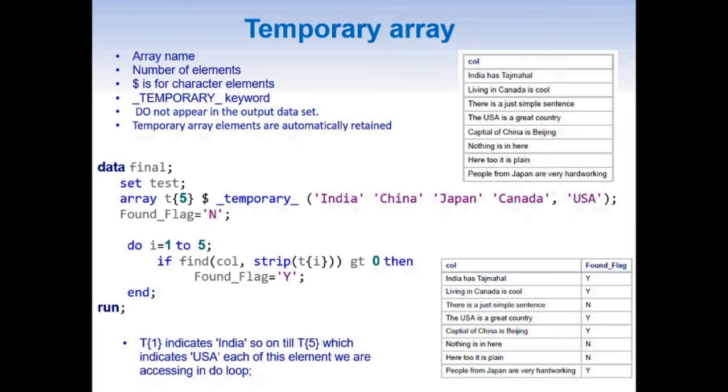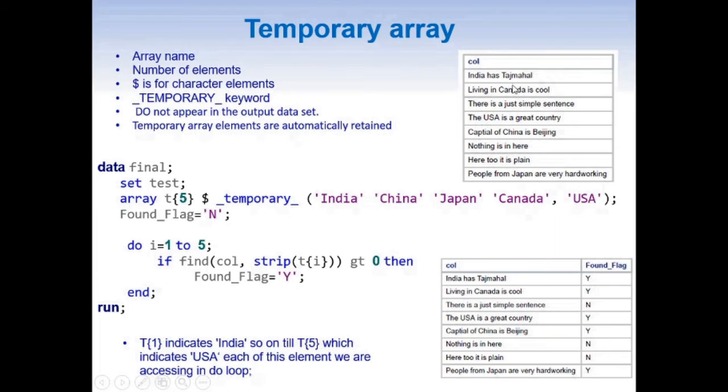This means whenever we are in the first observation in the do loop, we are accessing one element after another and we are also using the find function. If the find function, in the first observation, finds any of these values, then we are also saying to make this found underscore flag value y.